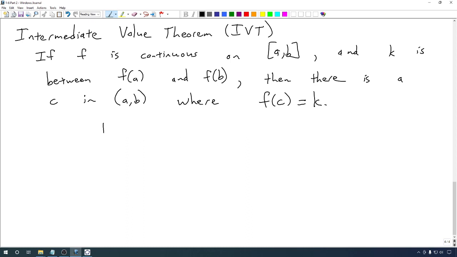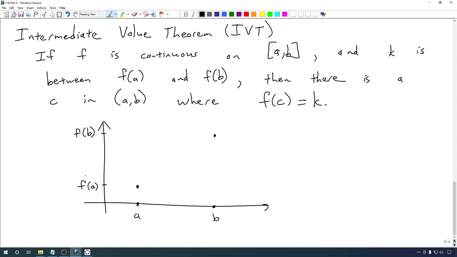To give a picture of what's going on here, let's say we have A here, we have B here, we have a value for f of A. I'm going to draw it as the lower one, not that it's important here, but I've got to pick one or the other. So I'll go ahead and draw it this way. We have f of A and f of B. K is somewhere in between them. So let's say K is here. I'm going to draw the horizontal line at K.